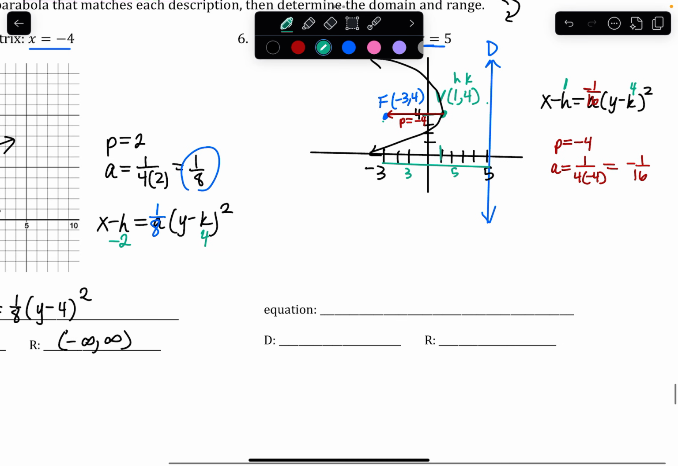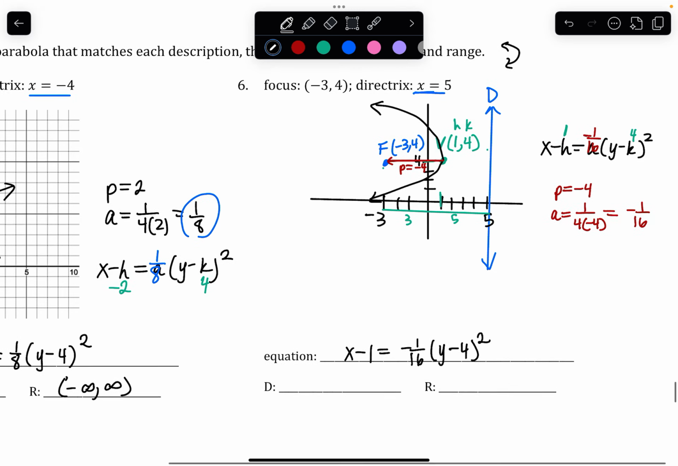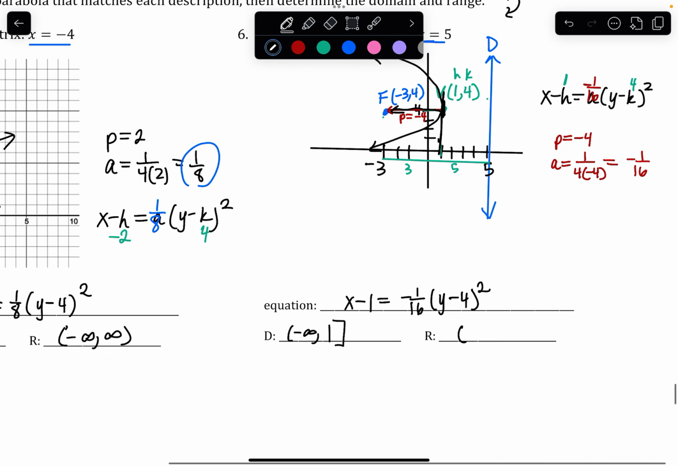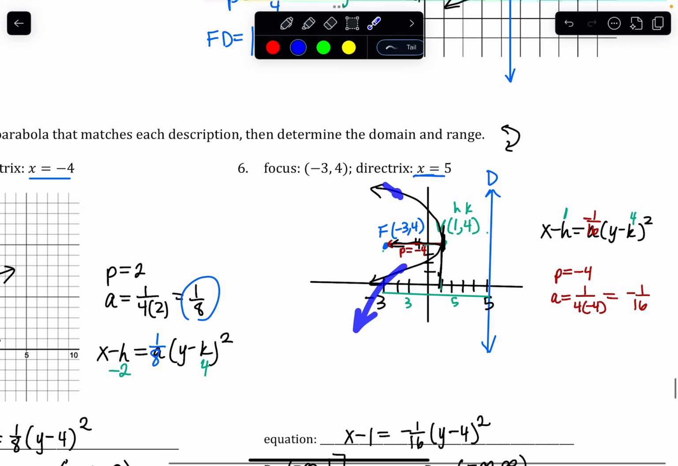And so when we write our final equation, we're going to have x minus 1 equals -1/16 (y - 4)^2. Domain, we're going left, so from -infinity, and then we get stopped at x equals 1 with the bracket. And then the range, still -infinity to +infinity, arrow pointing down, arrow pointing up.